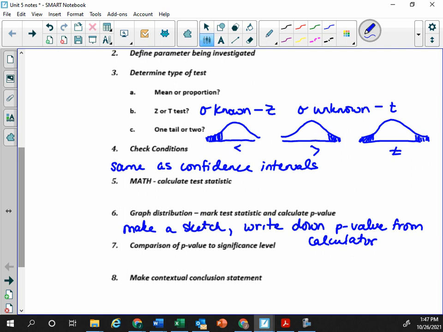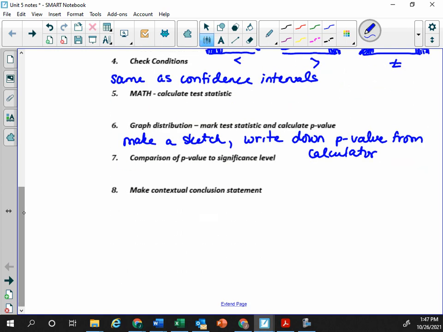Then as you get to writing your conclusion, you compare your p-value to the significance level. So every hypothesis test you do has a significance level, and that's our alpha level. Usually 0.05 is what you want to use. If it's not stated, you would assume that's the alpha level. But certain tests will tell you use an alpha of 0.1 or use an alpha of 0.01. It depends on how precise you want the hypothesis test to be.